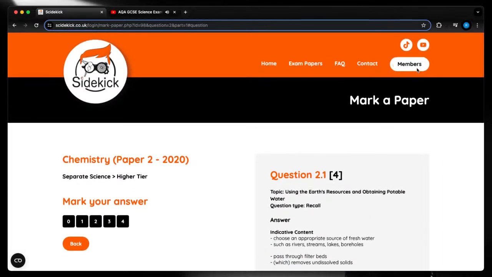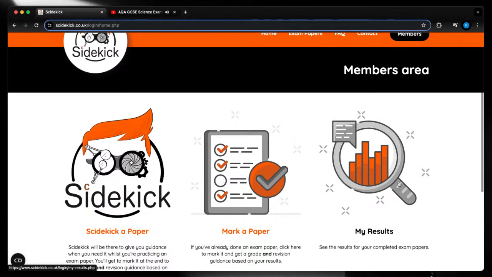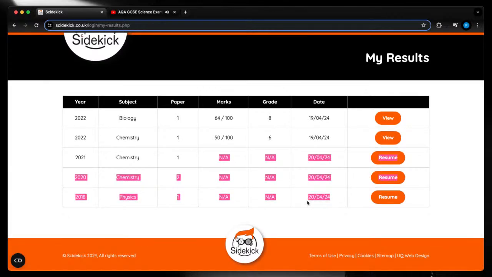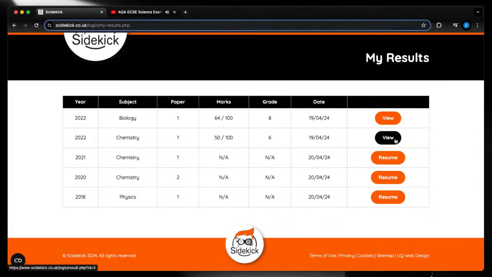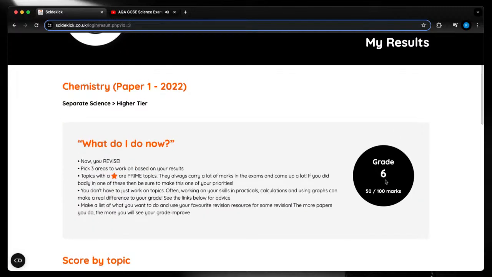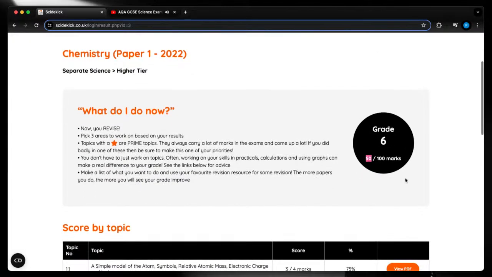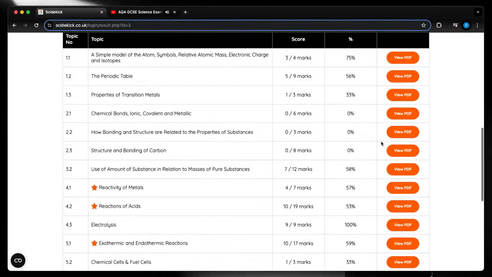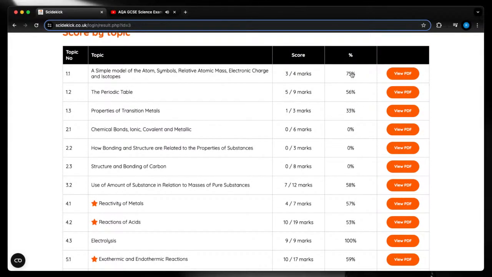Now, when you get to the end, I'm going to do a whole paper now, but you go to your results. These are the ones that I've started and haven't finished whilst I've been showing people this today. But let's say you go into chemistry, and you've marked your paper, you get your grade, total number of marks. So this is like an average kind of mark that you need to get for this grade. And then here, I know there's lots of topics here, guys, but here you can see how you did in every single topic in this exam paper.